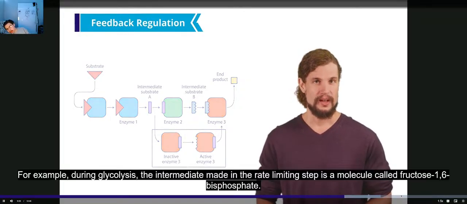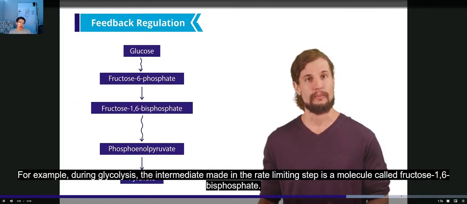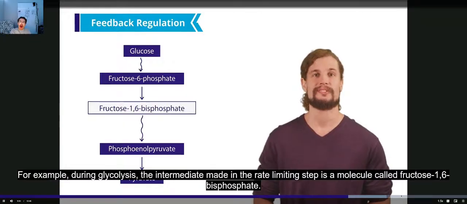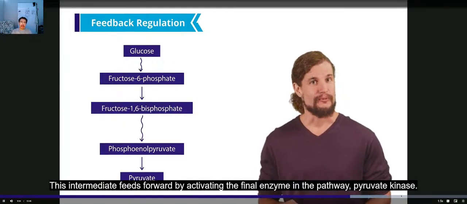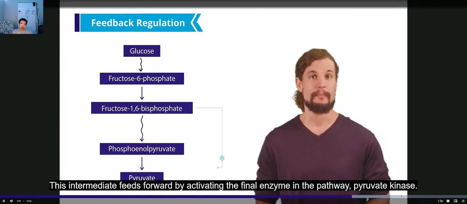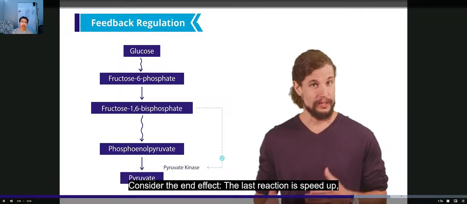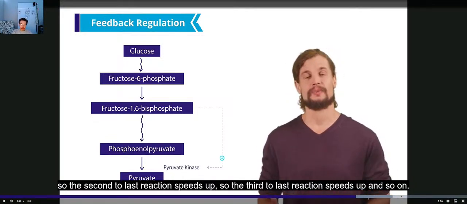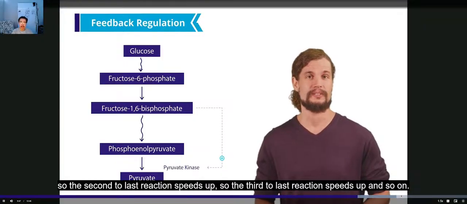later in the process. For example, during glycolysis, the intermediate made in the rate-limiting step is a molecule called fructose 1,6-bisphosphate. This intermediate feeds forward by activating the final enzyme in the pathway, pyruvate kinase. Consider the end effect. The last reaction is sped up, so the second to last reaction speeds up, so the third to last reaction speeds up, and so on.